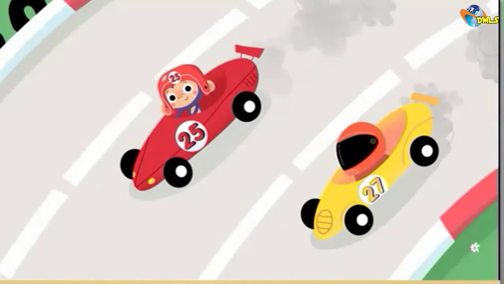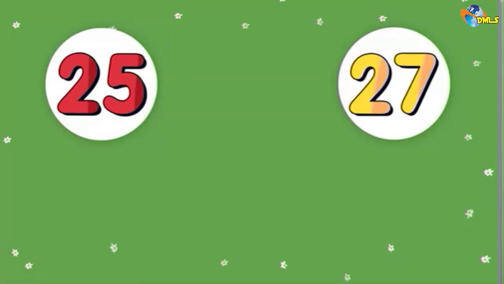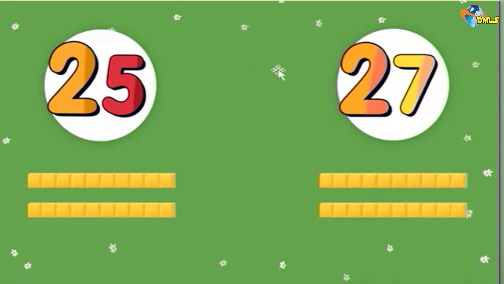We have another picture from the race. Red car and yellow car, I think they have the same speed. What do you think? Okay, let's compare the numbers 25 and 27. How many tens here? We have 2 tens. And how many tens here? We also have 2 tens. So, can I say that the 2 numbers are equal?